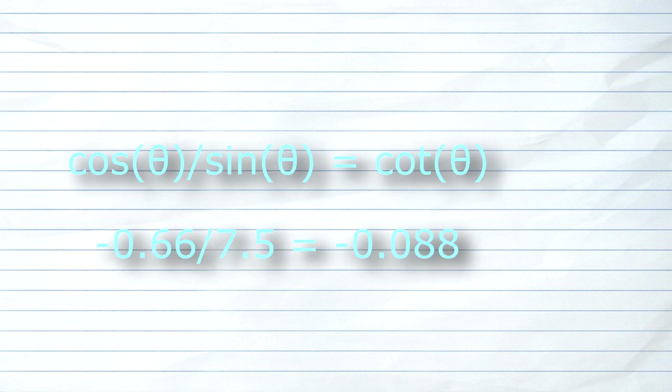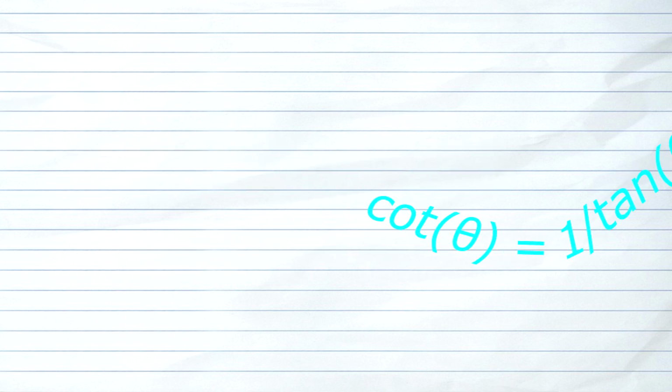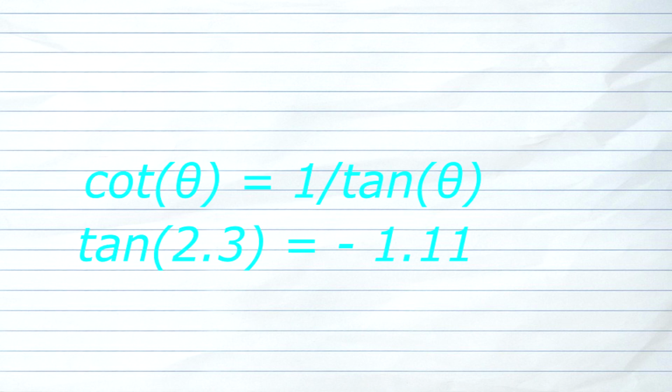Finally, we will be using the famous identity that cos theta divided by sin theta will equal cotangent to find cotangent. Next, since cotangent is inverse of tangent, take inverse and you will have your answer.